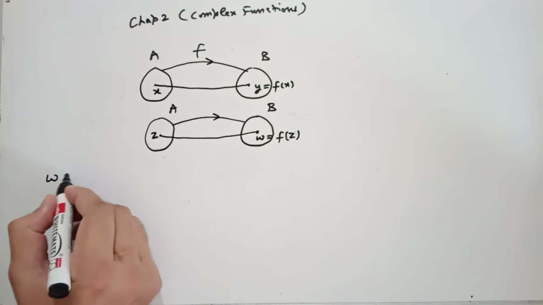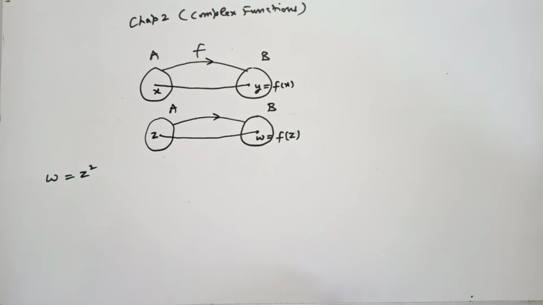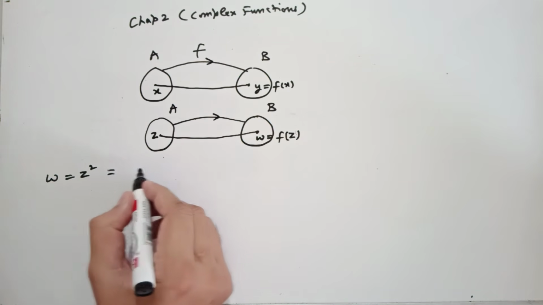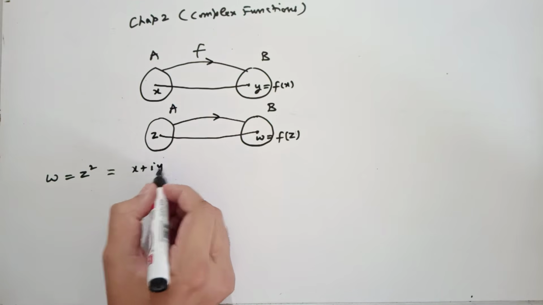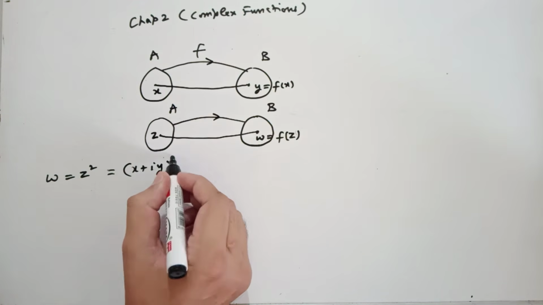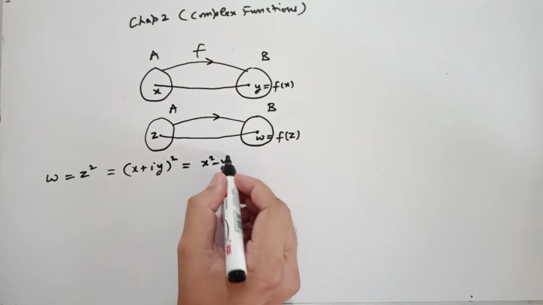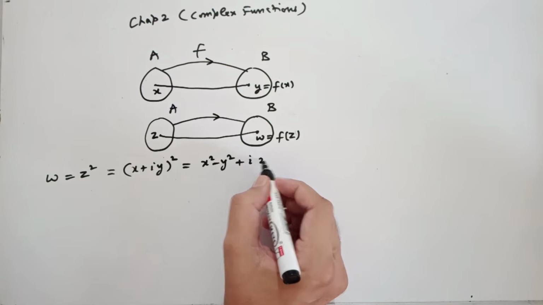Now see this example. w equal to z square. This is a function of the variable z, which is a complex variable. Let us change it in terms of x, y. So z is x plus iota y, whole square, is equal to x square minus y square plus iota times 2xy.